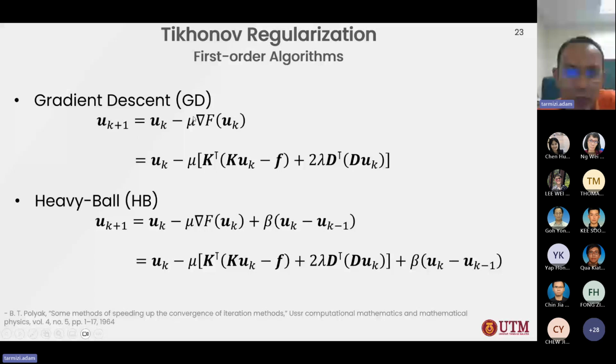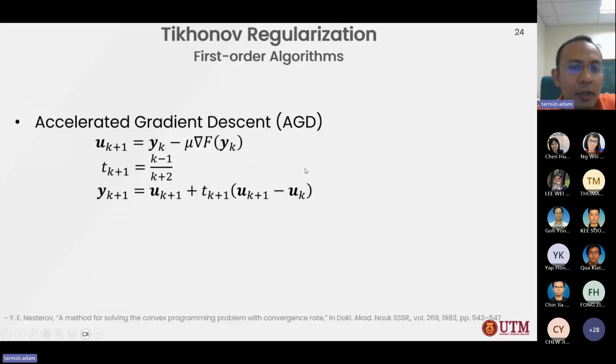You just have to substitute the gradient with the gradient of the Tikhonov functional. For the heavy ball method, you also just substitute the gradient of the Tikhonov functional over here, right? And also for the accelerated gradient descent, I didn't substitute the value of the gradient, but you just have to substitute it over here. Okay, so now we minimize the Tikhonov functional by these three methods.